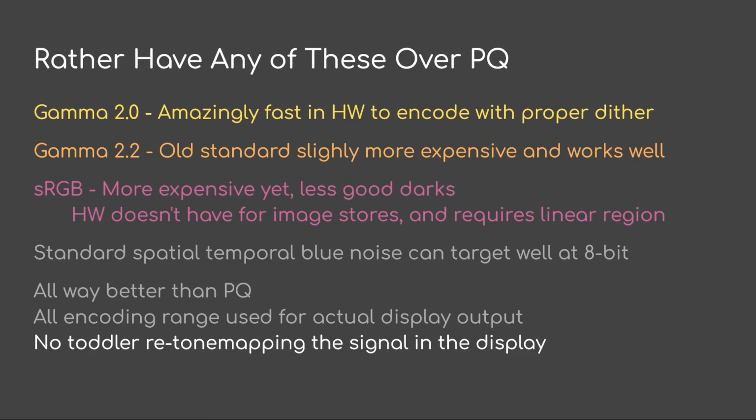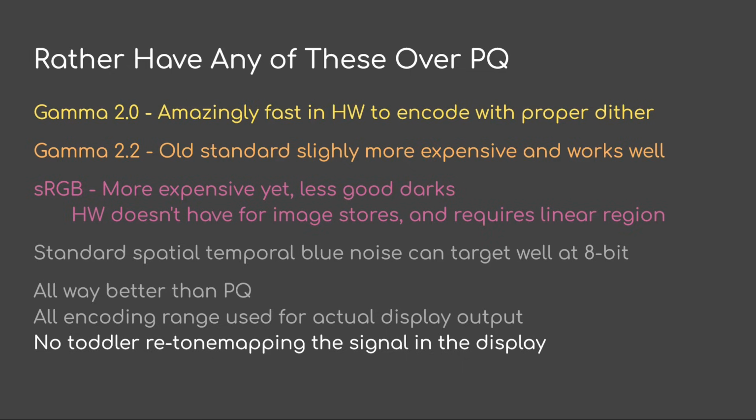Gamma 2, which is amazingly fast in hardware to encode with proper dither. Gamma 2.2, the old standard, slightly more expensive, it works well. sRGB, slightly more expensive yet, and less good in the darks, and it's not necessarily as good as Gamma 2.2, but still better than PQ. Note all of these, we can use standard spatial temporal blue noise that can target well at 8 bits per pixel. In fact, I've targeted at 6 bits per pixel and it looks fantastic.